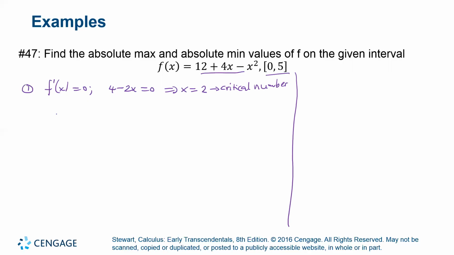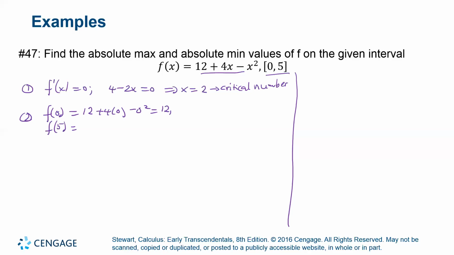Now I will evaluate them, and I'll put them in a table. Let us find f of 0. Plugging in 0, you have 12 plus 4 times 0 minus 0 squared, which is 12. And then what is f of 5?